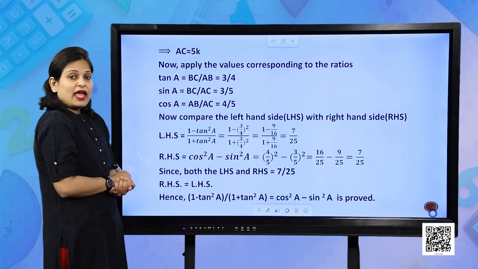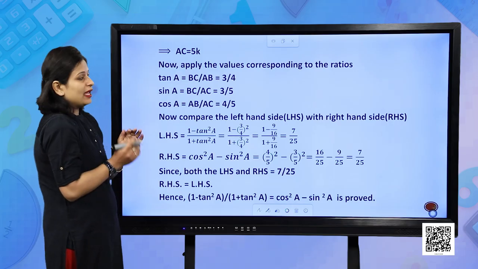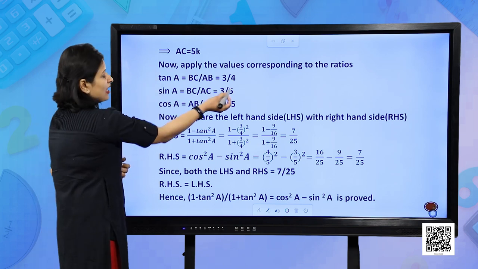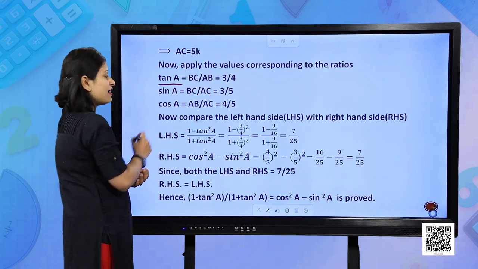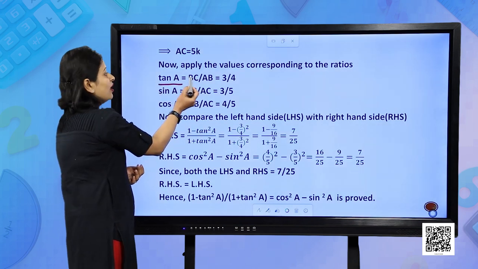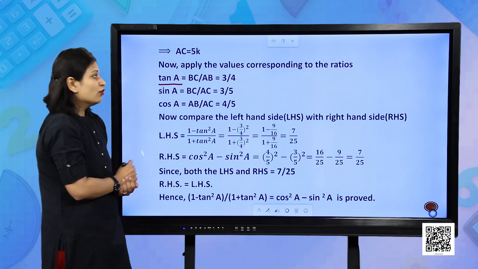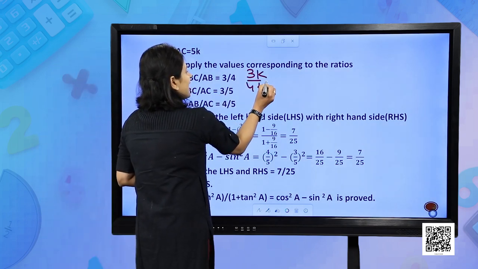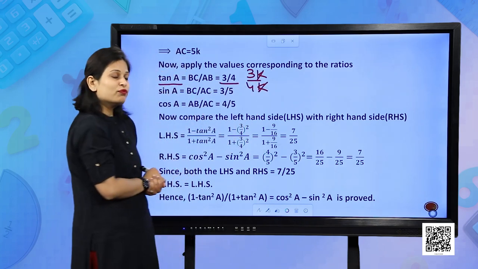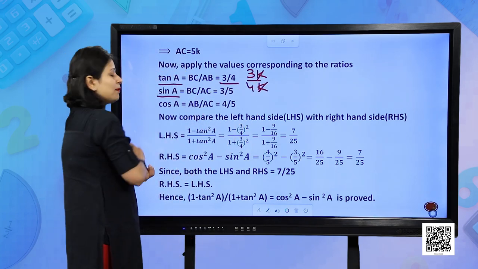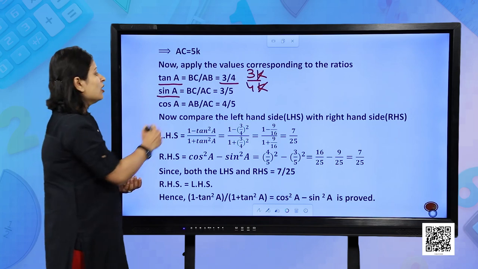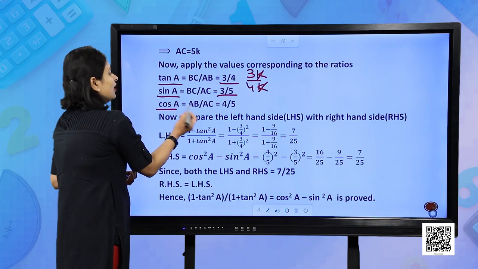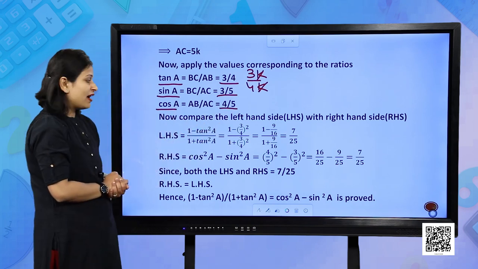Now, as you have the values of AB, BC and AC, you can substitute these values in the trigonometric ratio definitions, which is tan A, which is BC upon AB. So, you will get 3k upon 4k, just cancel it out, you will get 3 by 4. Similarly, sin A is perpendicular upon hypotenuse, so BC upon AC, you will get 3 by 5. Cos A, you will get 4 by 5.